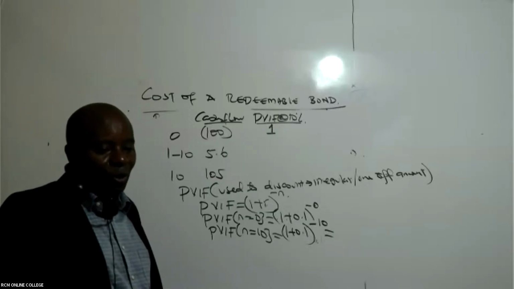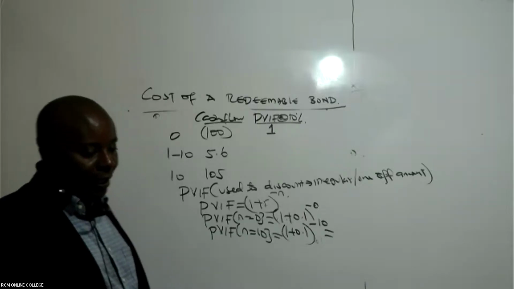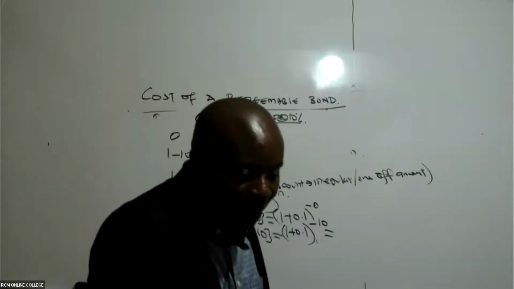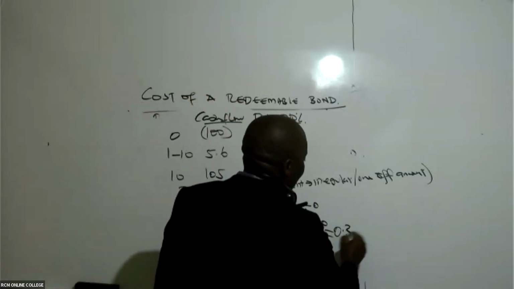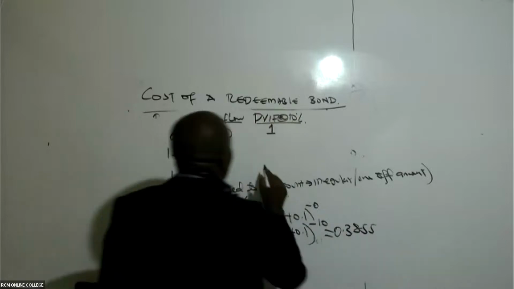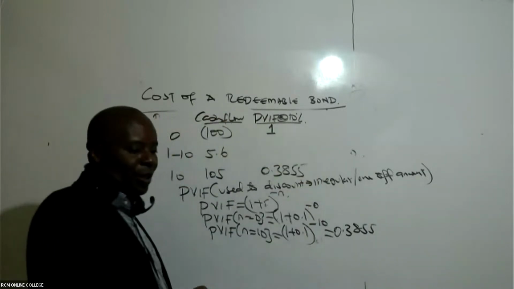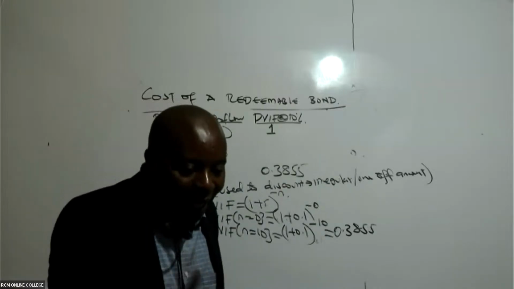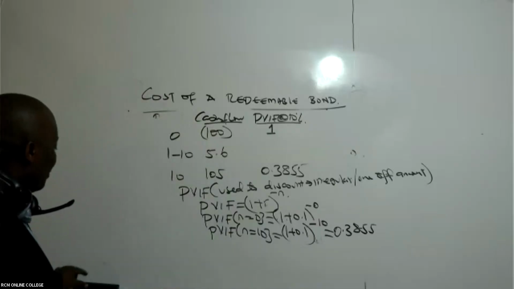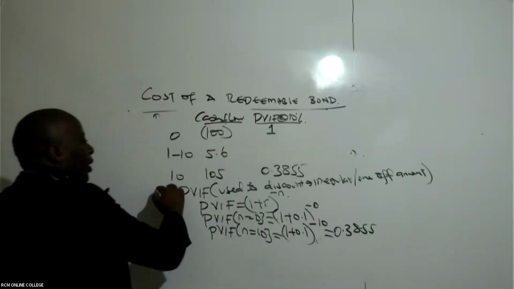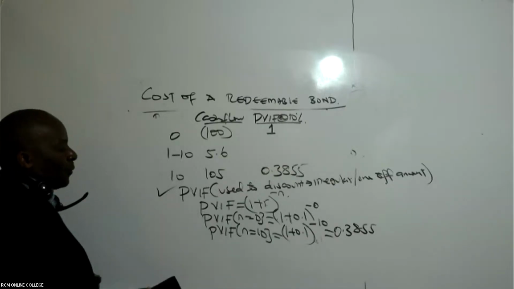Is there some good student who is able to give me this answer? 1.1 raised to negative 10. What figure are we getting? From BR, we're getting 0.3855. Is there someone else who is able to confirm this figure? I also have Angie and Kibisu, they've been able to confirm this one here. Thank you so much. So that's what we call PV, used to discount irregular or one-off cash flows.